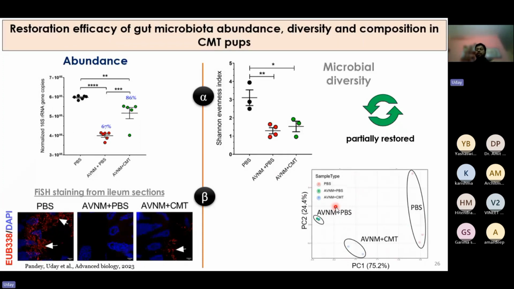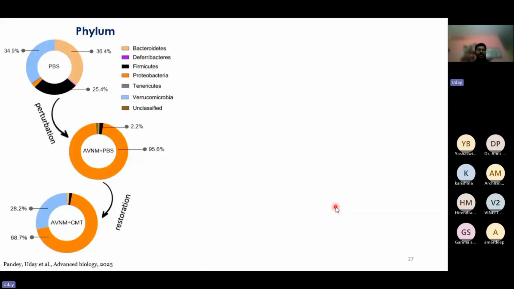So what could be the reason behind the partial restoration? We did again the phylum level analysis, and we found that in the control group there are majorly three phyla: Verrucomicrobia, Bacteroidetes, and Firmicutes. Whereas due to perturbation, the majority is coming from Proteobacteria. But when we try to restore, the Bacteroidetes and Firmicutes are not getting restored, whereas only the Verrucomicrobia phylum is significantly getting restored.